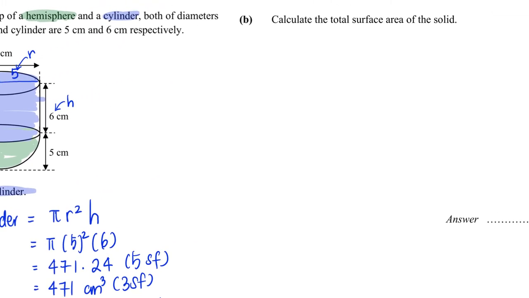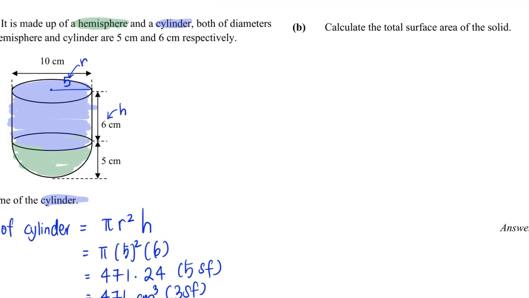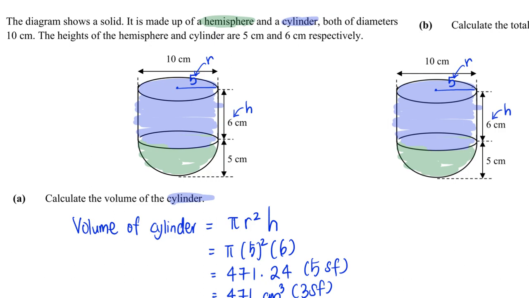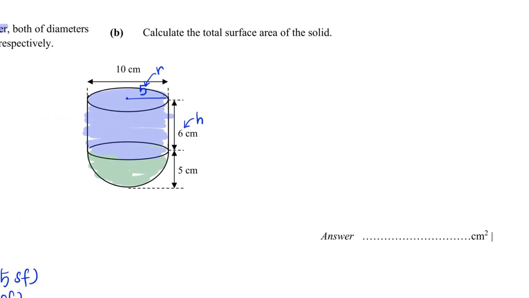Part B. Calculate the total surface area of this particular solid. So I'm going to just copy this out here so that it's easier for us to see. Then we have 3 surfaces. One is the top. The top is a circle, which is pi r square. The middle portion, okay, this will make it easier for me.